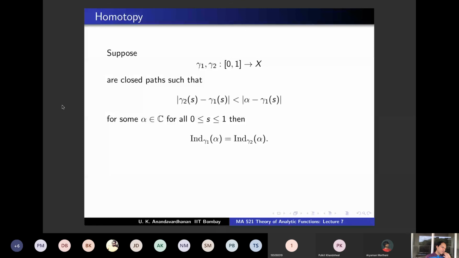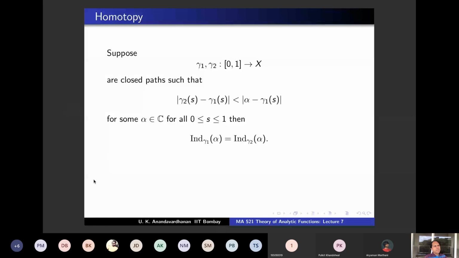Let's see a proof. This we are interested in because in the next class we will show that if two paths are homotopic, then the indices are the same. Okay, so if gamma 1 and gamma 2 are homotopic, we want to show that the indices are the same. So we will use this observation in order to do that.